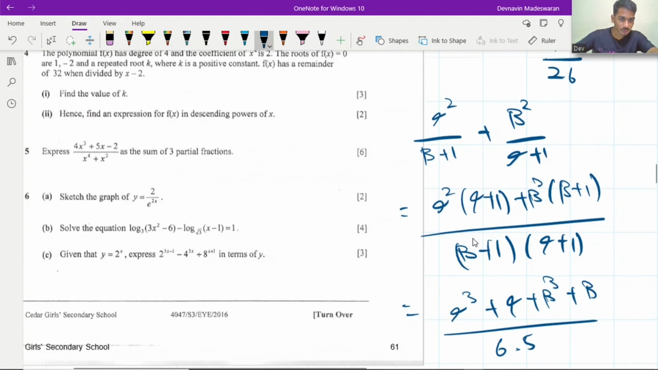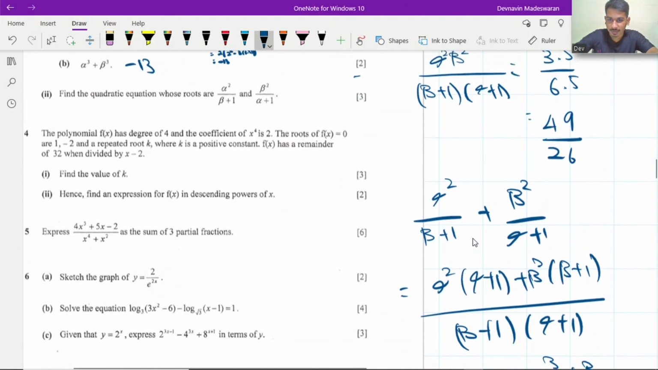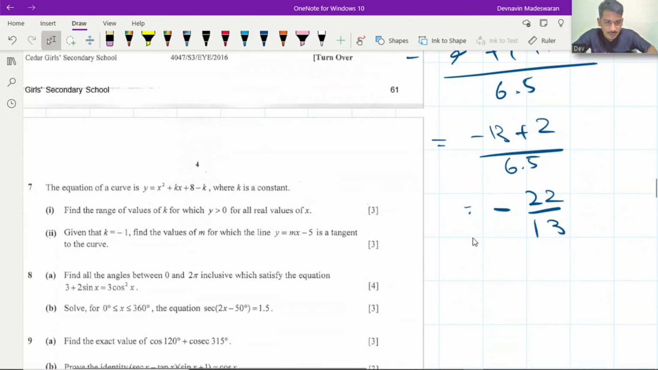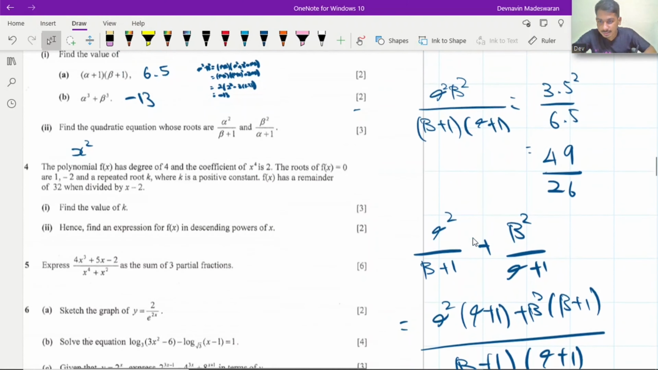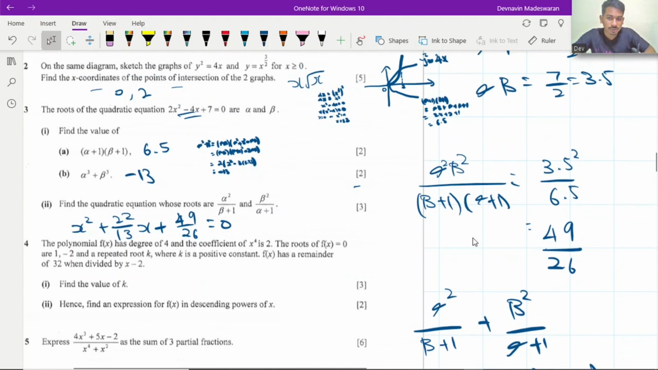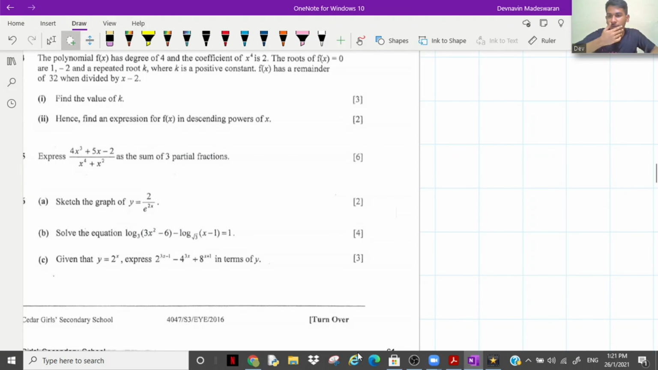So, almost done. The quadratic equation is going to be x squared, minus of this, right? Which is going to be plus 22 over 13 x, and then plus 49 over 26 equal to 0. It's all weird numbers, so I'm not sure if I might have made a mistake somewhere, but it seems right as well now. So let me just clear everything. Okay, now for the next question.